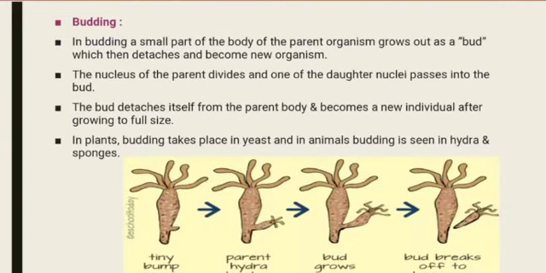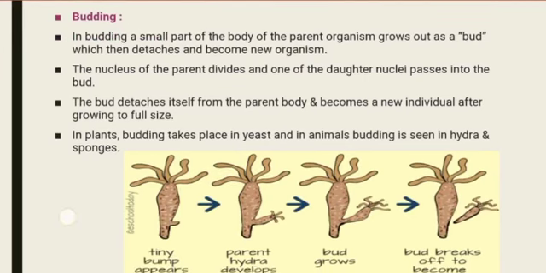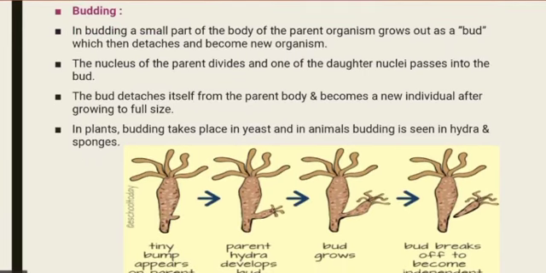Moving to the second type of asexual reproduction, that is budding. The best example for explaining budding is Hydra. In budding, a small part of the body of a parent organism grows out as a bud, which then detaches and becomes a new organism. From this picture, you can see that small buds are forming, small tiny bumps forming from the body of the hydra.